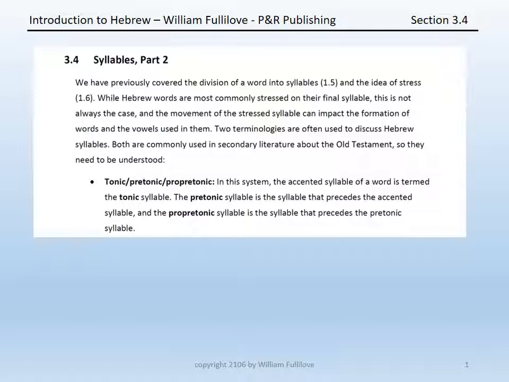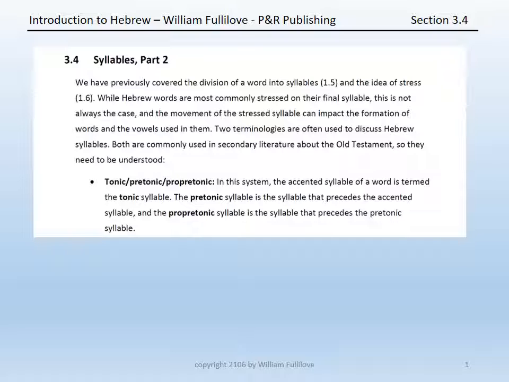Now in section 3.4, we return to the question of syllables in Biblical Hebrew. We've already discussed how a word is divided into syllables and the idea of stress. While Hebrew words are most commonly stressed on their final syllable, this isn't always the case. And when the stressed syllable moves to a different spot, not the end of the word, that can impact both how a word is formed and the vowels that are used in that word.